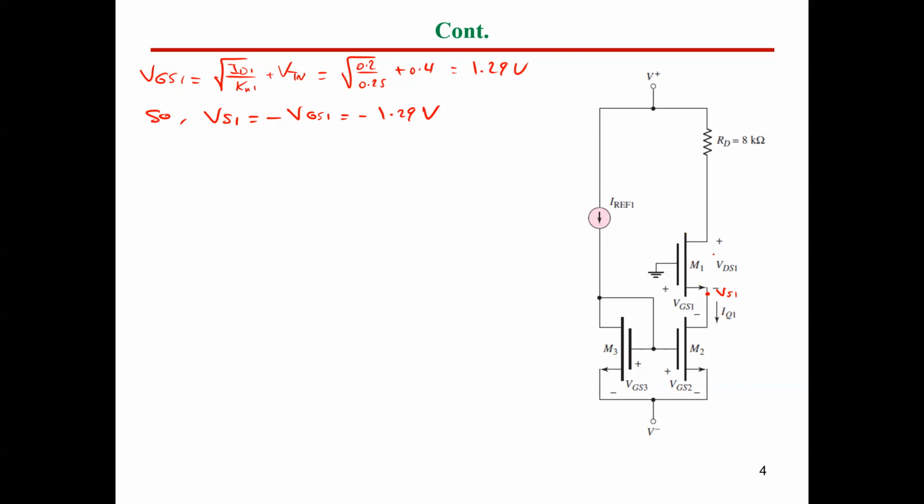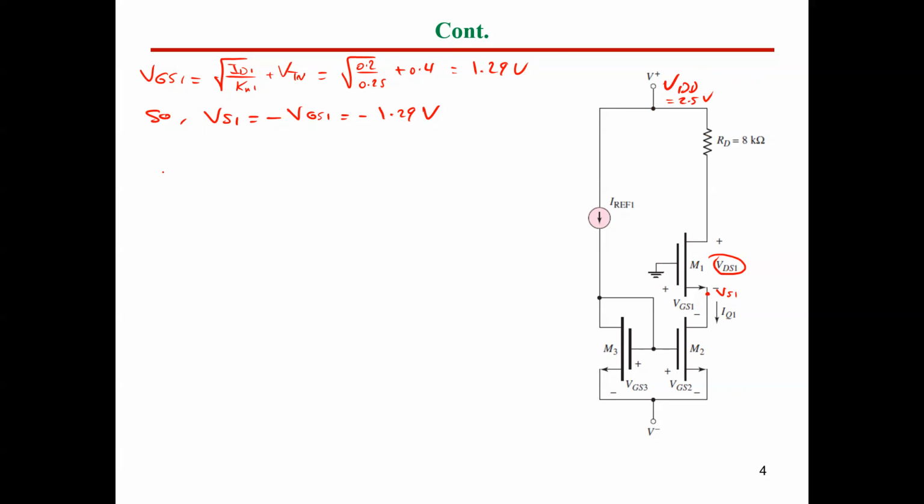Now, in order to figure out the mode of operation for this transistor, we can calculate VDS1 and compare it with VGS minus VT. If VDS is greater than VGS minus VT, our transistor is working in saturation mode. Otherwise, it would be in non-saturation mode. Let's calculate VDS1. In order to do that, we can write the branch equation using Kirchhoff. Here is VDD, and we assume this is 2.5 volt in this example.